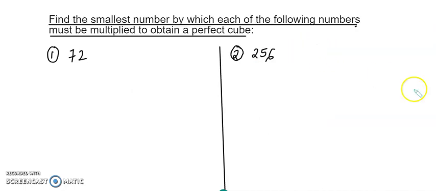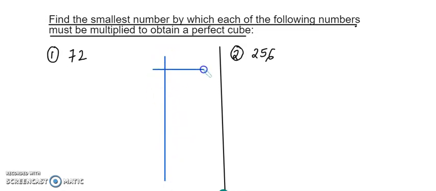Now the next type of question. Find the smallest number by which each of the following numbers must be multiplied to obtain a perfect cube. Similar to what we did in perfect squares, remember, multiply the smallest number to make it a perfect square. So what did we do? We found the factors by prime factorization and we multiplied the missing one, right? So same thing we are going to do here.